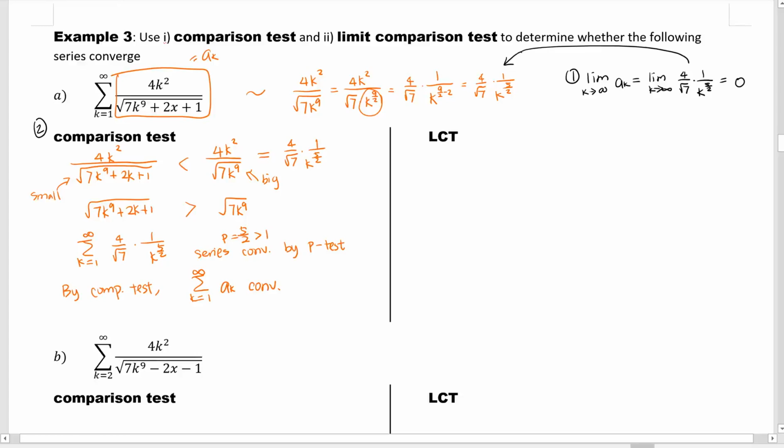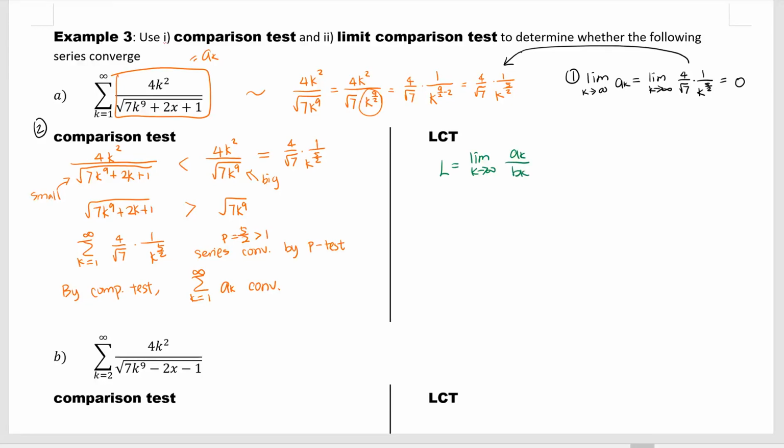Okay, so for the limit comparison test, what you do is you compute the L. The L is actually the ratio between those two series. So that equals our a sub k, which is 4k squared over 7k to the 9 plus 2k plus 1, over b sub k. So what do we want to compare with? This is b sub k: 4 over square root of 7, 1 over k to the 5/2.